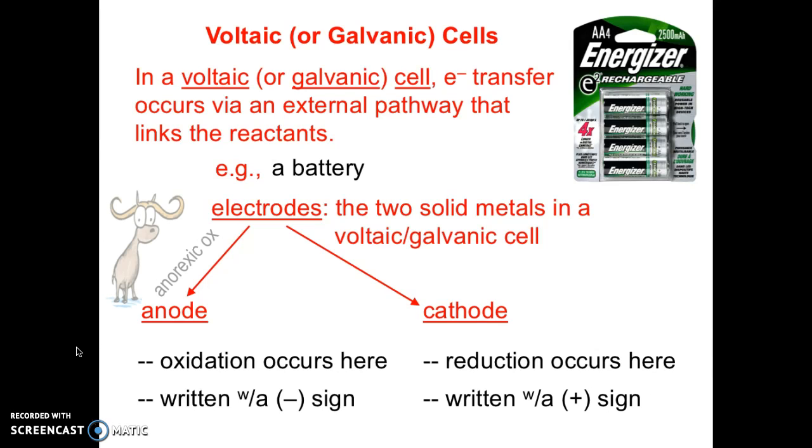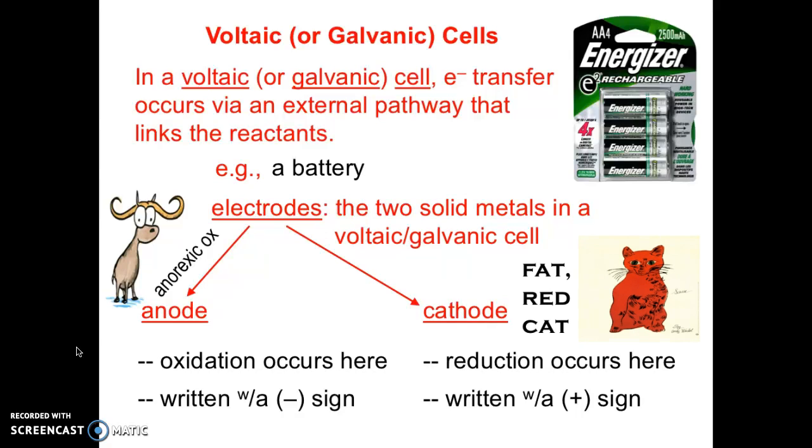plus sign. The way to remember this, as if we couldn't have more mnemonic devices, I remember anode as anorexic ox, mostly because the idea of an ox being anorexic is ridiculous. And then the other one for cathode is a fat red cat, right? Anorexic ox, the anode is where oxidation occurs. Red cat, reduction occurs at the cathode.